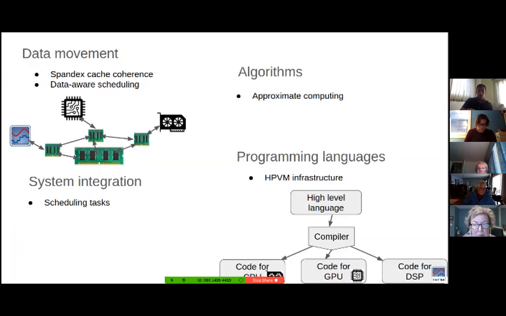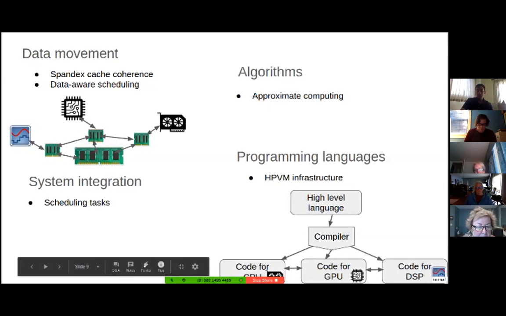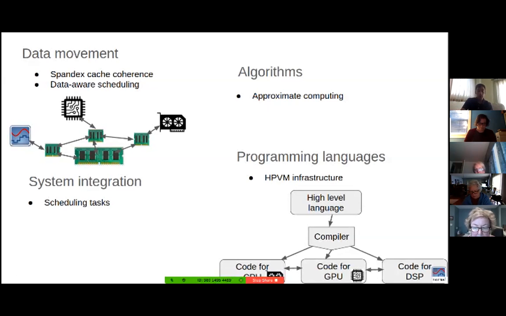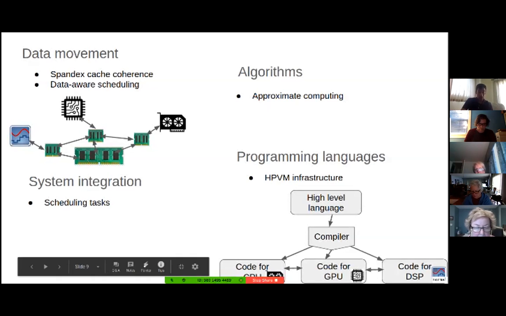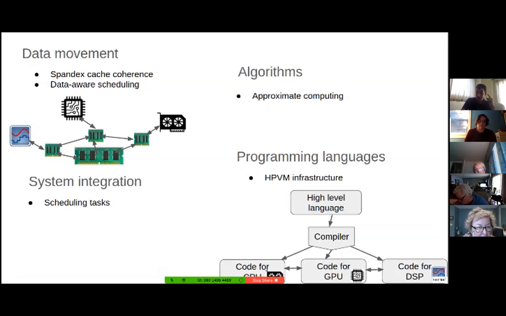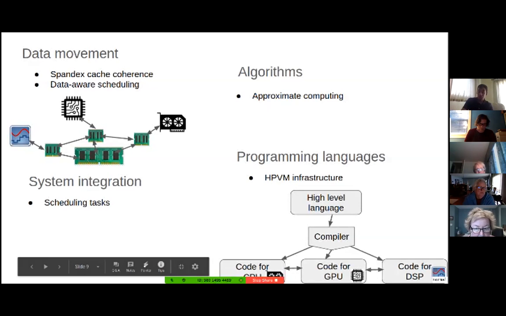But what's even more interesting is that since the compiler sees the whole high-level program, it can actually insert communication points between the CPU and GPU, kind of between specialized processors. These communications between specialized processors can utilize these peer-to-peer Spandex cache coherence messages, so it can compile code to take advantage of this special feature of our system.